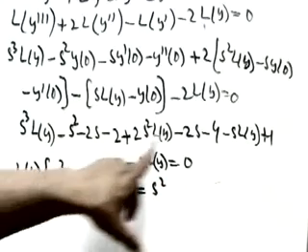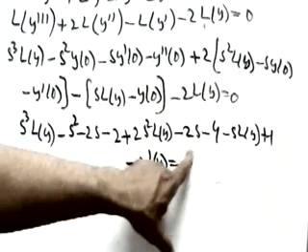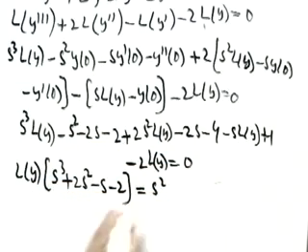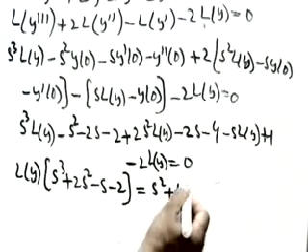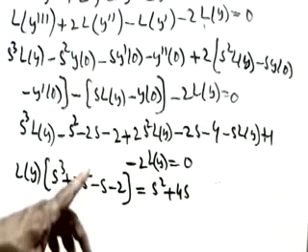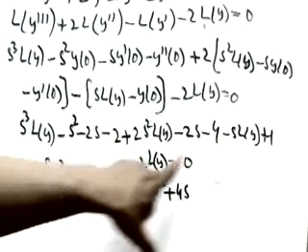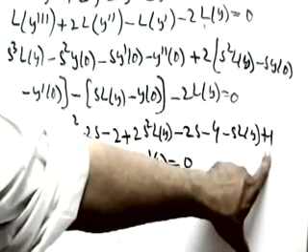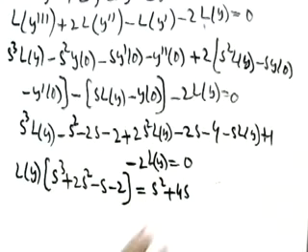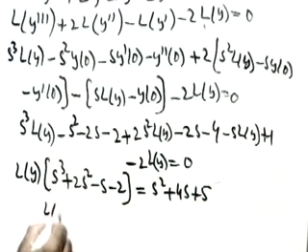Next term is, watch carefully, minus 2s minus 4s. So bring the minus 4s on the other side, it will be plus 4s. Now lastly, the numbers you see here: minus 2, minus 4 is minus 6, minus 6 plus 1 is minus 5. So minus 5 on the other side, it will be plus 5.